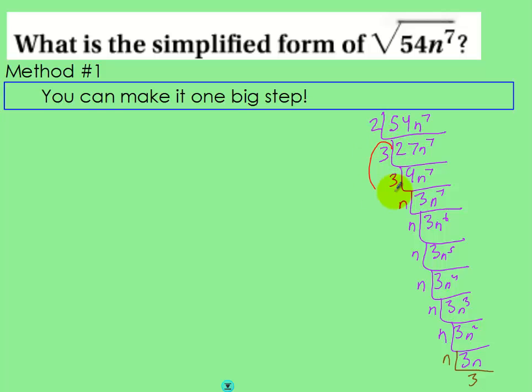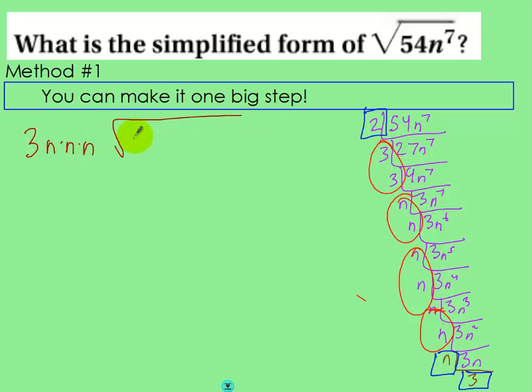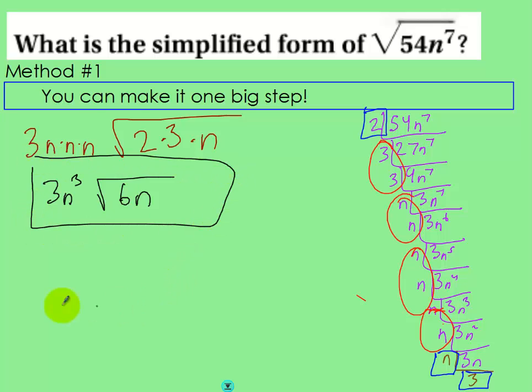Okay, I am going to have a pair of 3's, and a pair of n's, and a pair of n's, and a pair of n's. And then I'm going to have a lone 2, and a lone n, and a lone 3. So what I have on the outside is a 3 times n times n times n, and on the inside I'm going to have a 2 times a 3 times an n. To simplify all that, that becomes 3n to the 3rd power times the square root of 2 times 3, which is 6n. And there is my simplified form.